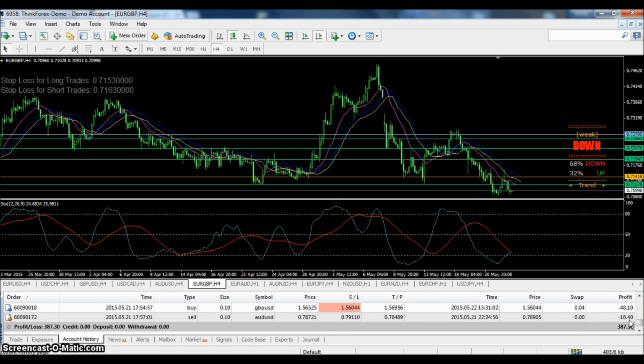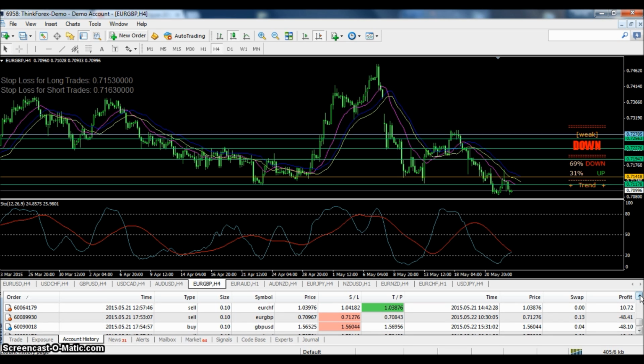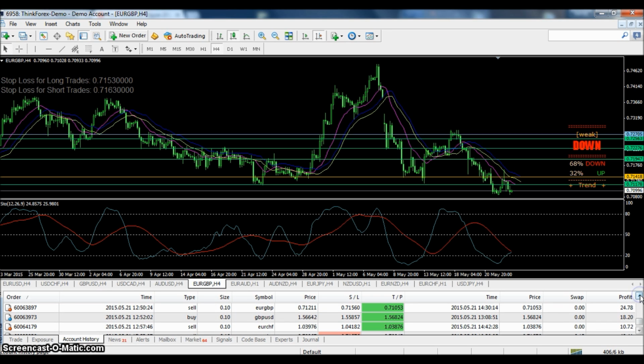There was one on the last trades, the Australian dollar USD, I lost $18.40. The Great British Pound USD, I lost $48.10. And I lost another $48 on the Euro Great British Pound. Let's see what else. I took a profit of $10.72 on the Euro Swiss franc, same day. I took a profit on the Great British Pound for $18.20. Another profit for $24.78.